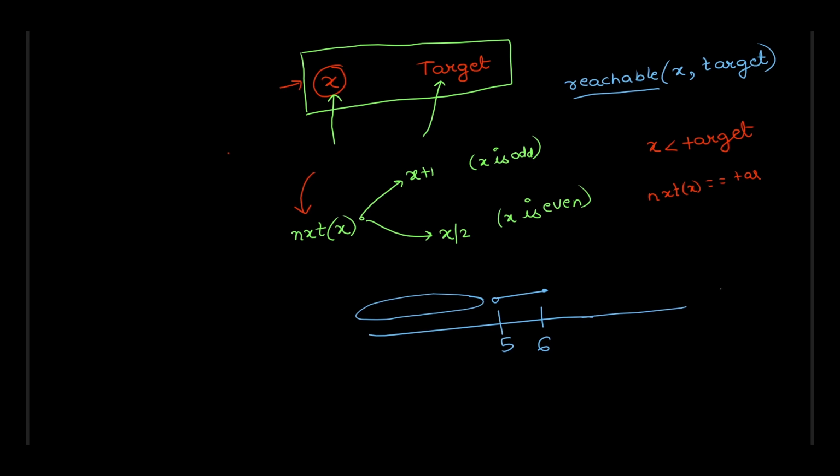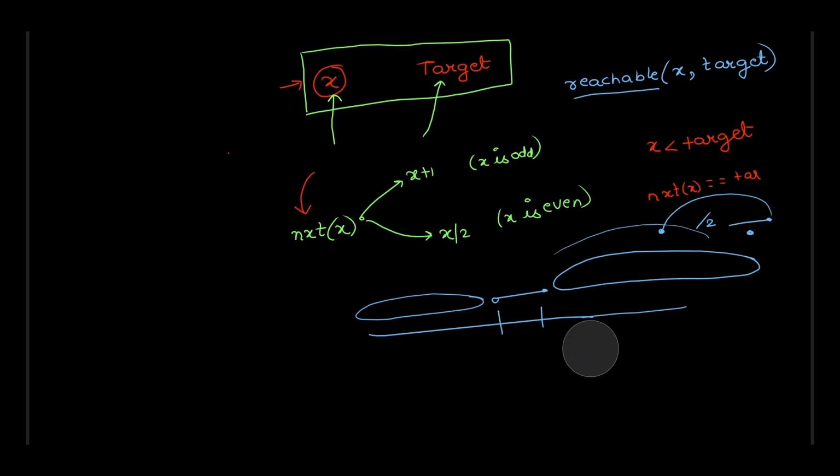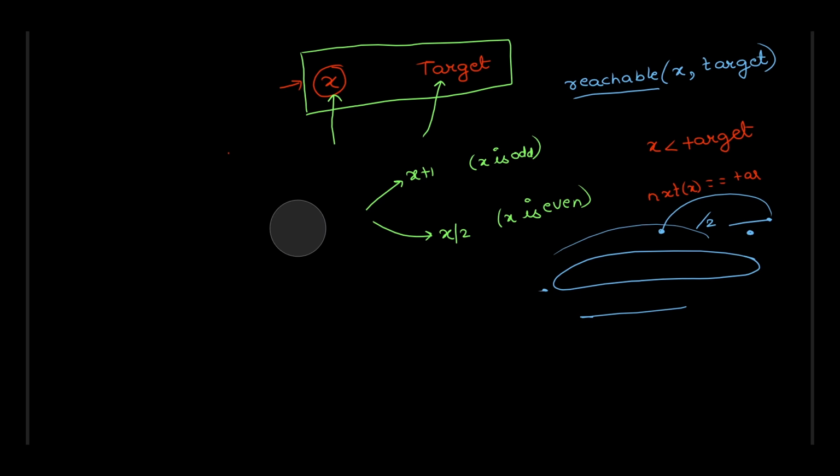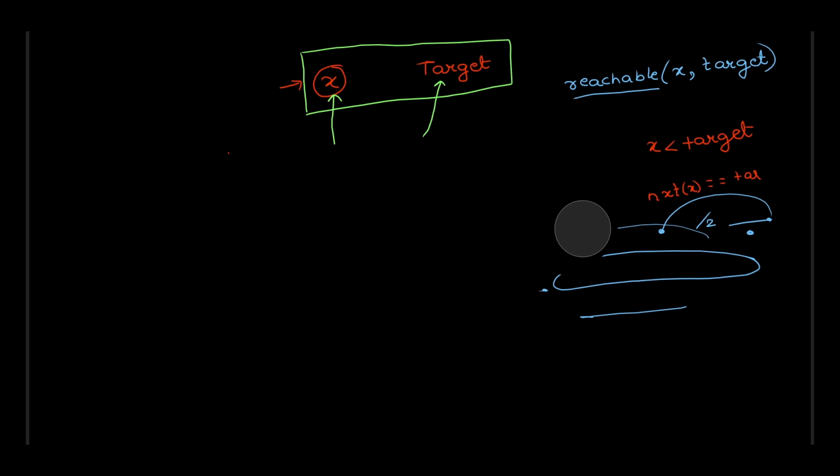And what about the elements to the right of 6? Then you can just apply a recursive strategy. That is, if they are very far, you take the next step, be it going one step right or coming back by a factor of 2. You keep on doing that until you eventually hit target. So with this, you will be able to quickly figure out whether an element x can reach a particular value t or not.